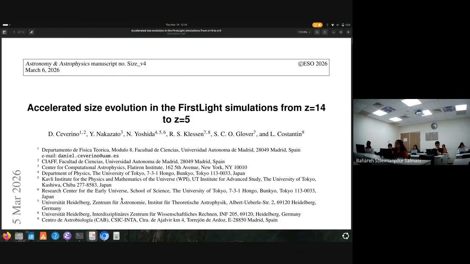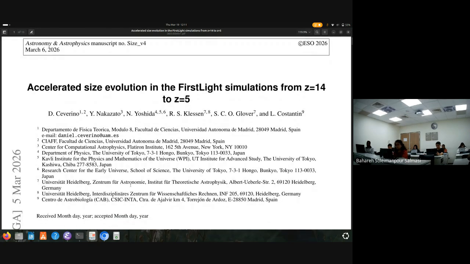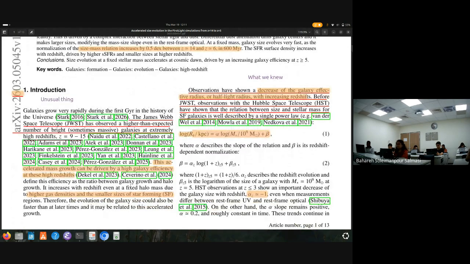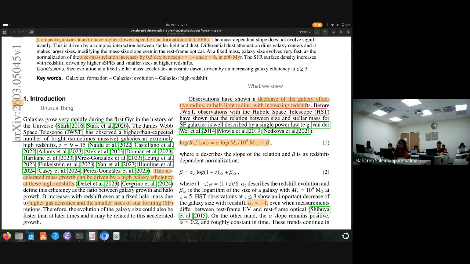Okay, so I'm going to talk about this paper which Tsuya-san actually put on Facebook, and it's quite relevant for what I'm doing. It's talking about first light simulations and the size evolution of these galaxies at redshift greater than 5. So the unusual thing is that we know this mass size relation of the galaxies, that the more massive, the bigger the size, and that's the relation we knew from the previous study.